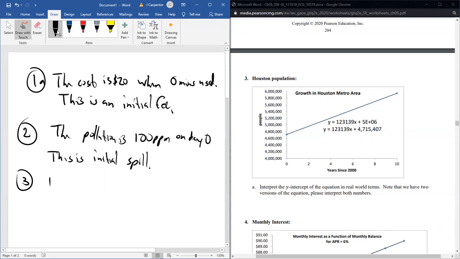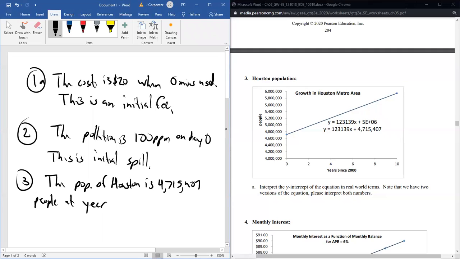All right, so the population of Houston, well, that's the fixed or initial amount, is the 4,715,407 people. At year, what? At year 0?